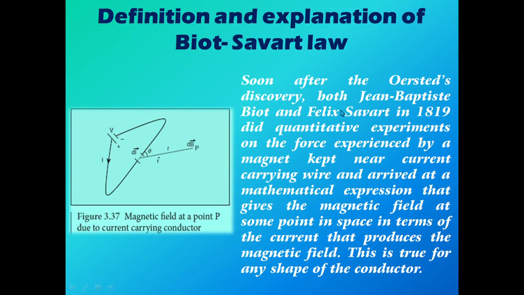Now I am going to explain the concept of Biot-Savart law. Soon after the Oersted discovery, both Jean Baptiste Biot and Felix Savart in 1819 did quantitative experiments on the force experienced by a magnet kept near a current carrying wire and arrived at a mathematical expression that gives the magnetic field at some point in space in terms of the current that produces the magnetic field. This is true for any shape of the conductor.